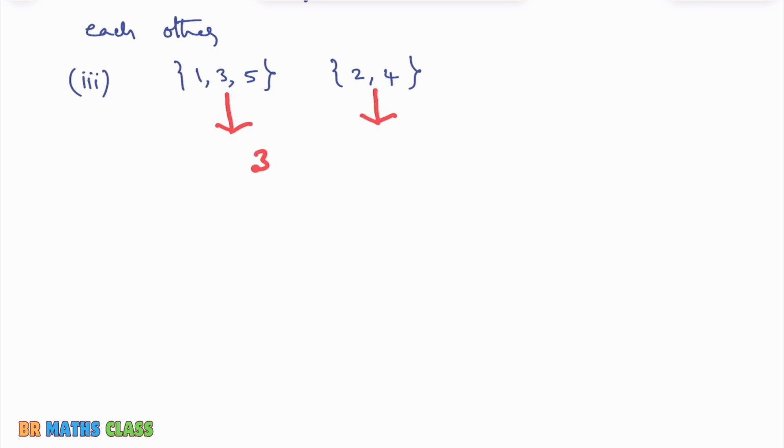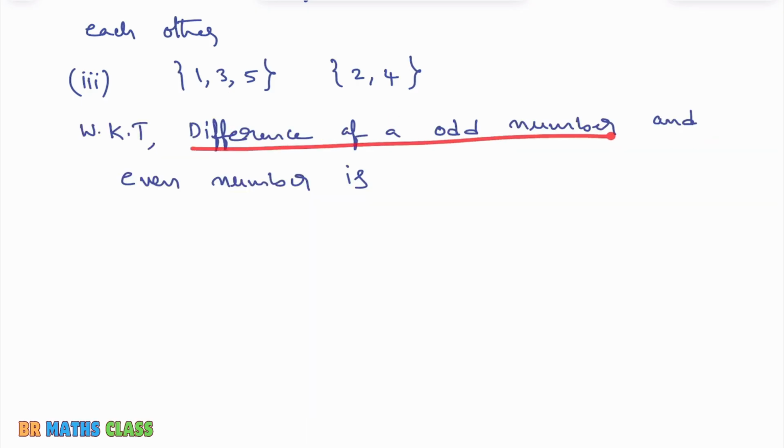Suppose I take 3 from this and 4 from this. Modulus of 3 minus 4 is what? Minus 1. Modulus of minus 1 is 1. This is odd. So what is the point here? The difference of an odd number and an even number is odd.